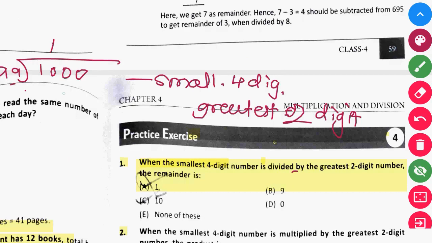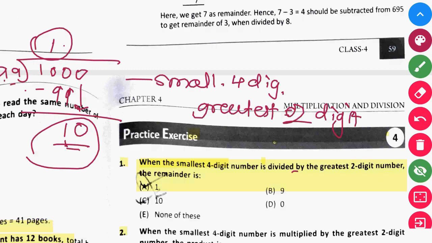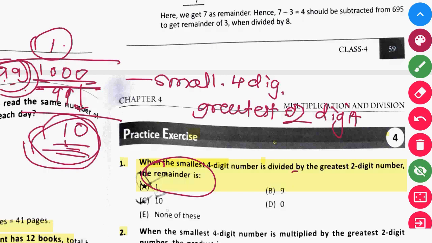So 99 ones are 99. 1 will remain and this 0 will come down. Now 10 cannot be divided by 99 and we don't know about fractions right now. So what is the quotient here? Quotient is 1 and remainder is 10, and they had asked us about the remainder. So if the smallest 4-digit number is divided by the greatest 2-digit number, the remainder is 10.